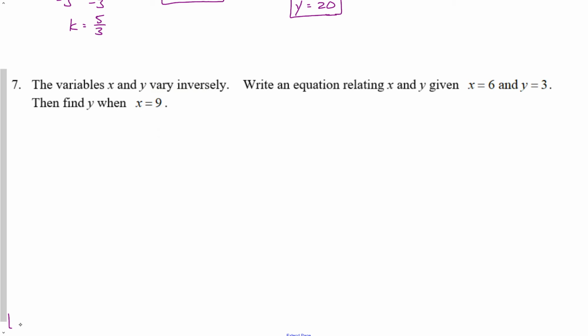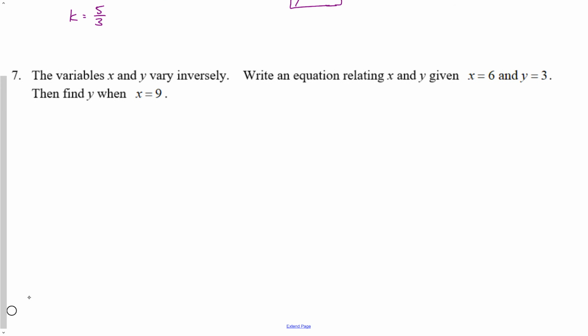Our next example, again, the key is to determine which type of variation this problem is using. In this case, we see the words here that we have variables that are varying inversely. So that tells us this is an inverse variation problem. Then once we know it's inverse variation, we need to recall the general equation, which is y equals k divided by x.